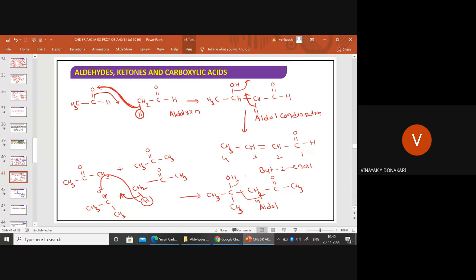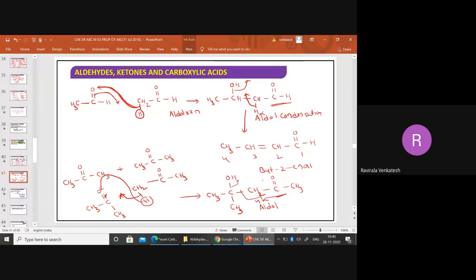Sir, while doing condensation, what if we remove the hydrogen of the carbon which is on the left side? Alpha carbon only we are doing, alpha hydrogen only. See, this is the functional group, alpha hydrogen.